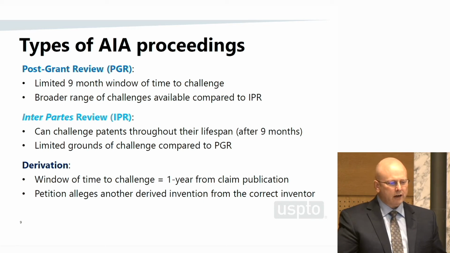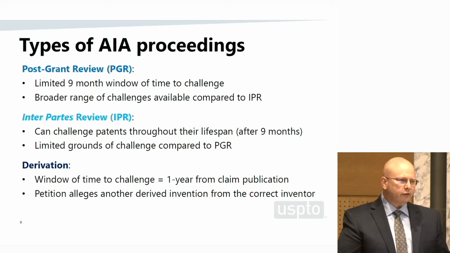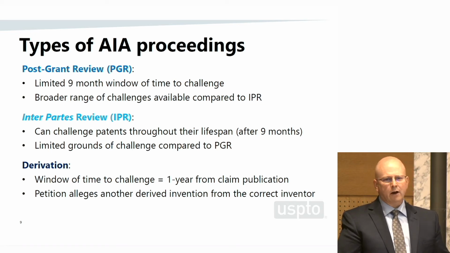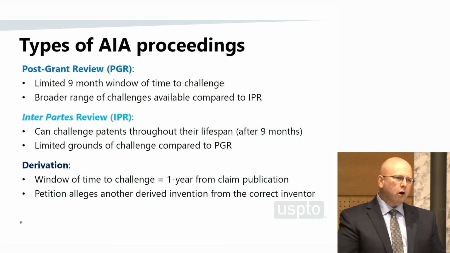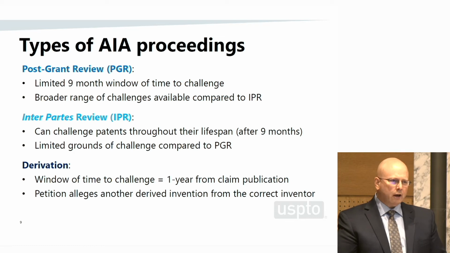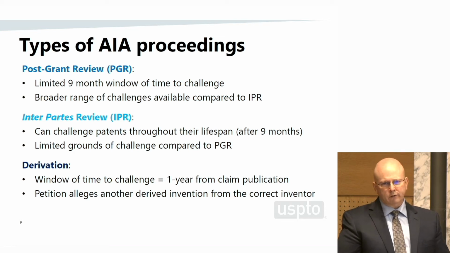There was a fourth kind of proceeding that is now sunset. It was called a covered business method review, but that proceeding has now sunset. No new covered business method reviews can be filed, although there are still a few that may be pending on appeal to the Federal Circuit or on remand from the Federal Circuit, but we're largely done with covered business method reviews.